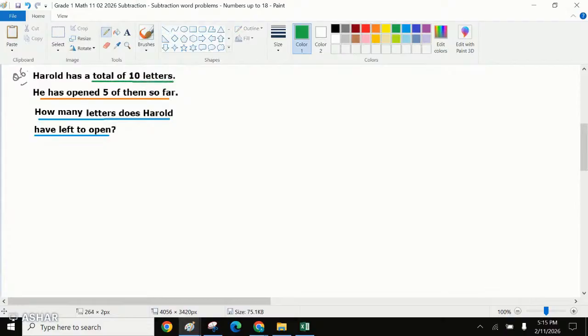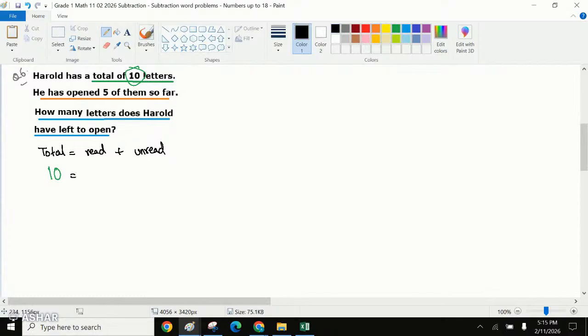In this case, what they are using is the term letters. So what we can say is if we have a total number of letters, some would be read plus some would be unread, right? The total number of letters was 10, right?